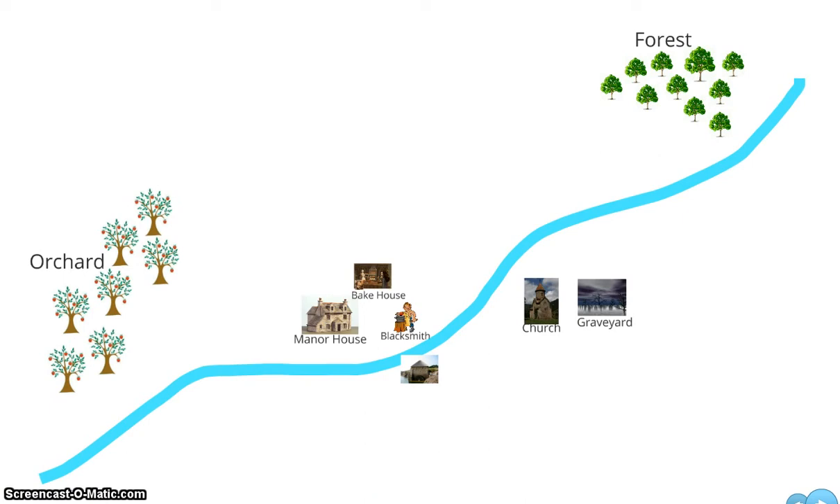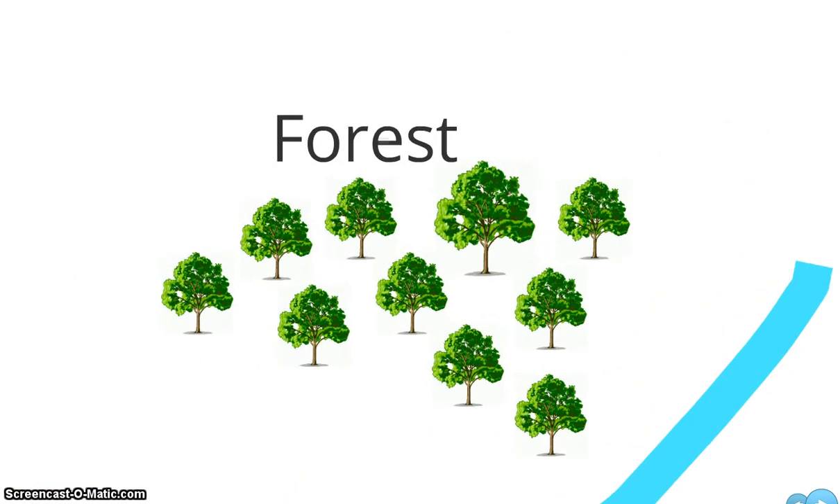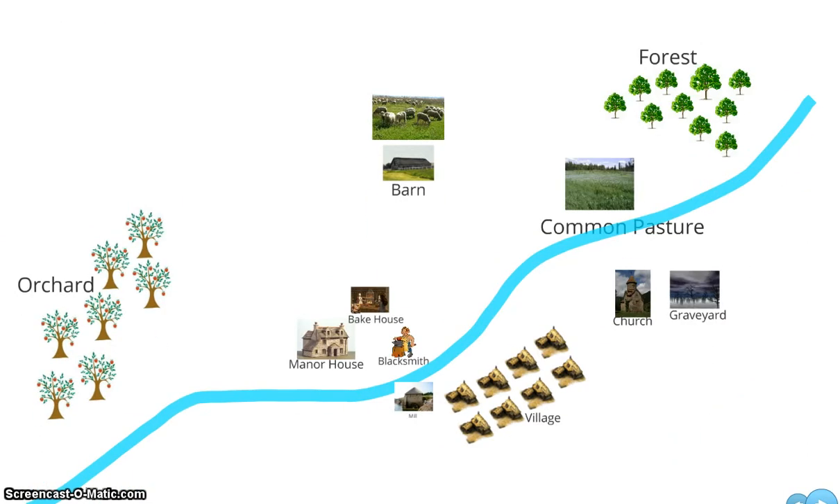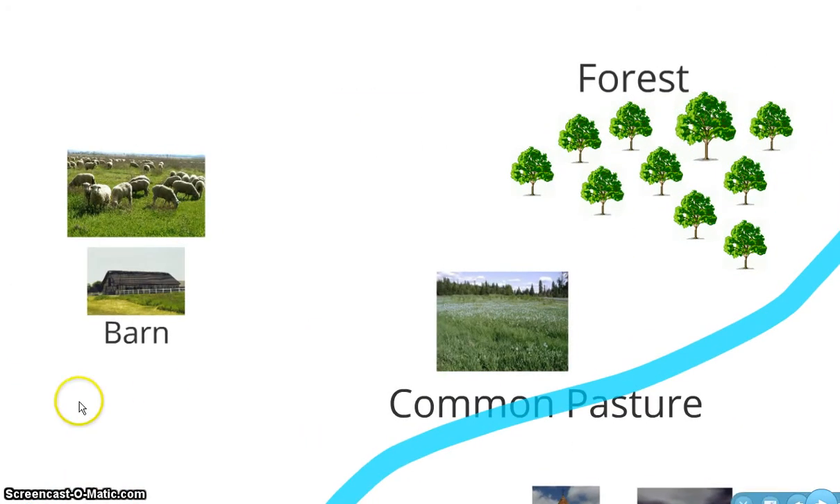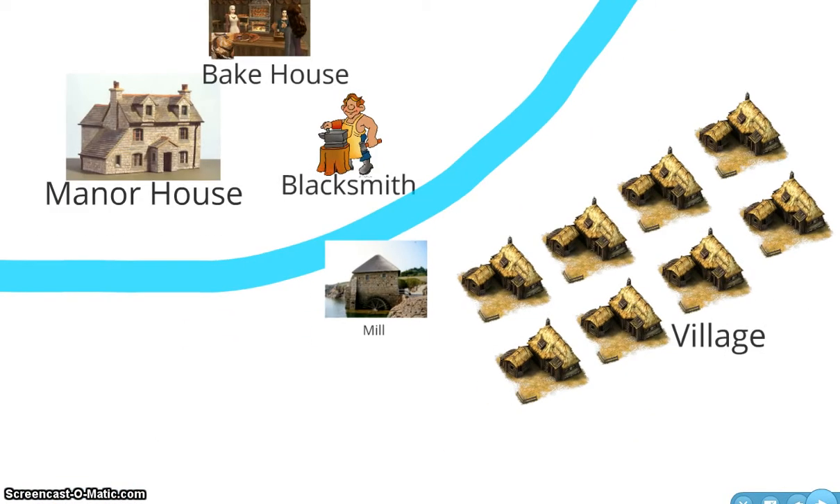As you can see, I added a few more things. We put in the orchard, and then I added the forest, and talk a little bit about how they were used and why they were located on the outside edges of the manor system. To the next picture, we see a few more things. I added the barn, and I added the common pasture, just more components of the manor system.